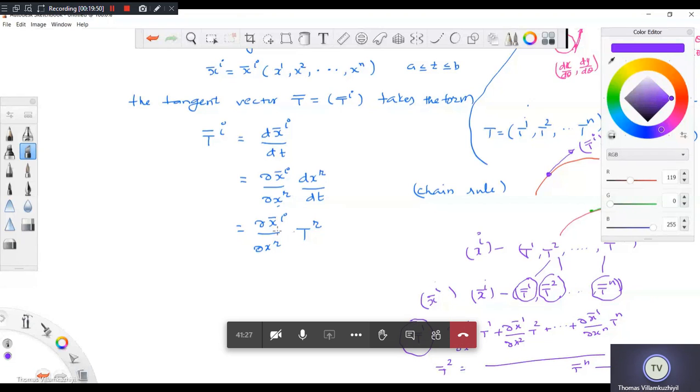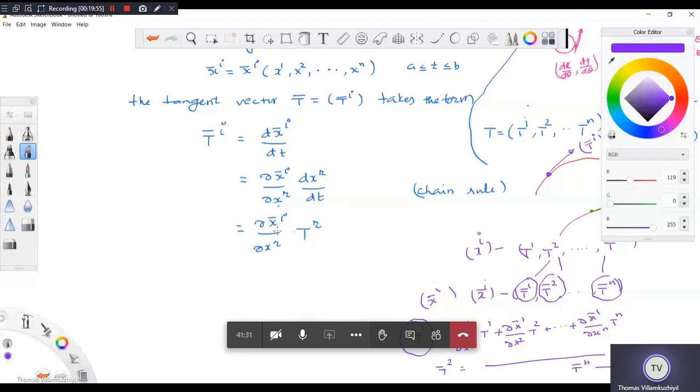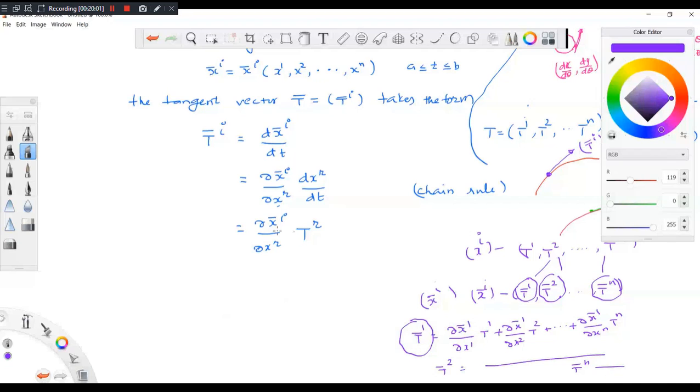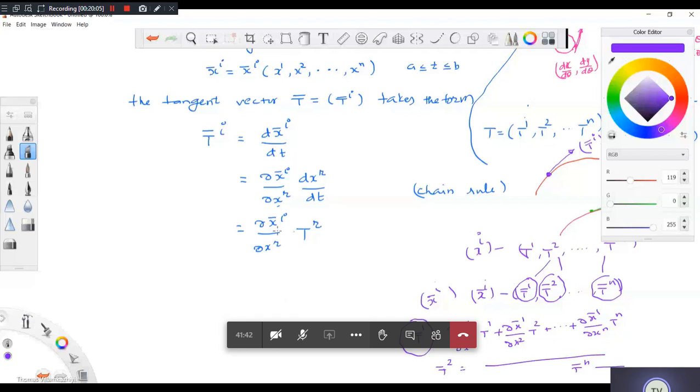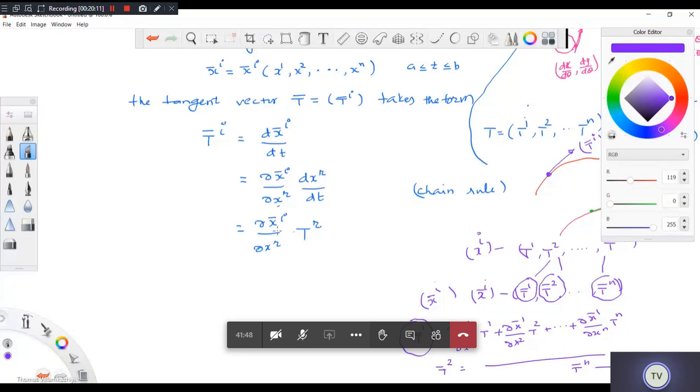Yes, same curve. Tangent vector of the same curve. See, this is the vector. The vector is the same here, and I am looking at this vector from different coordinate systems. This vector is the same. I have a curve, and this is a tangent vector.